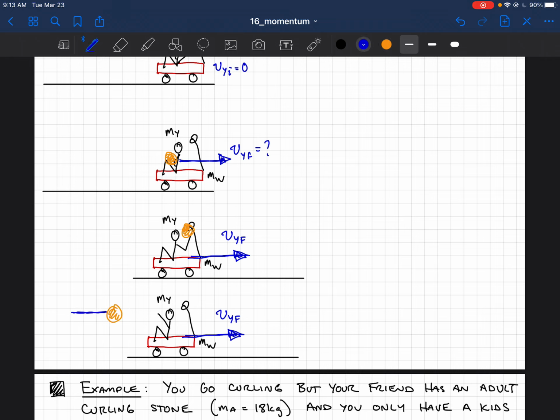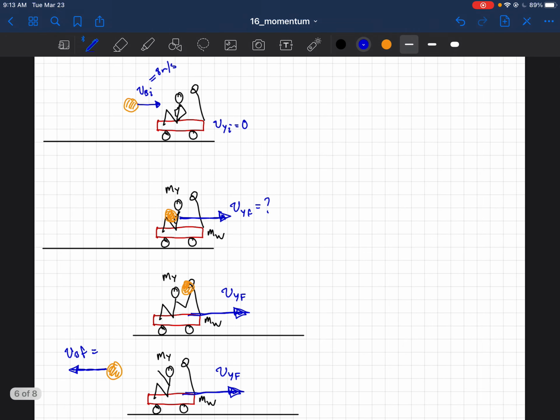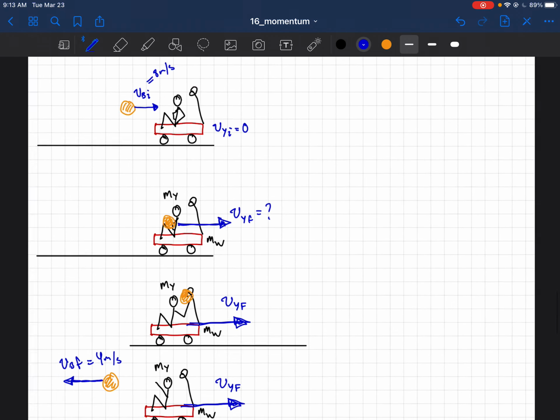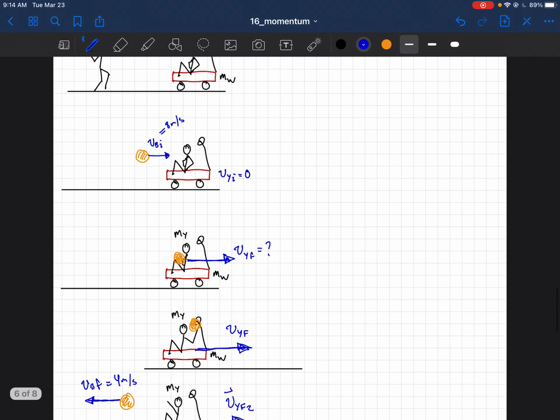And the ball, I guess I could call this V_ball final. And we were told what that is. It's going to be going backwards at 4 meters per second, like that. And your new velocity is not necessarily the same as your old one. So I'm just going to say V_U final 2. So it's something different now, and it's again something that we don't know what it is.